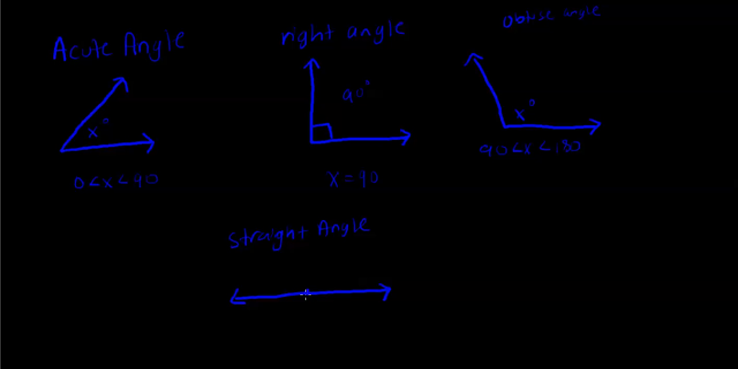When measuring angles, you can use a protractor in order to figure out the different angle measures. And using that angle measure, you can identify whether it's acute, right, obtuse, or a straight angle.